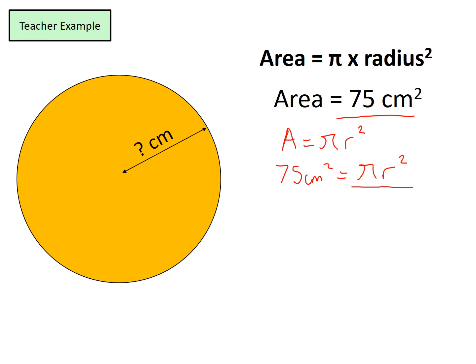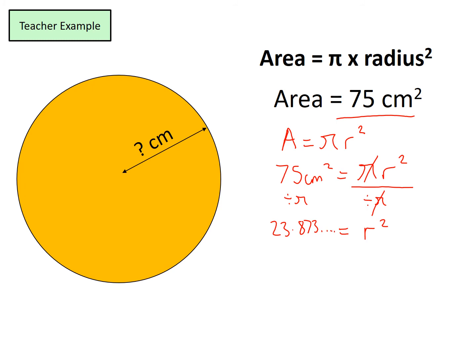So we need to rearrange this equation using the balancing method. We need to divide by pi on both sides. Okay, so let's have a go. Pi divided by pi leaves us with just radius squared. 75 divided by pi will give me an answer of 23.873 and so on. We don't want to round that up just yet because we're trying to get that radius on its own.